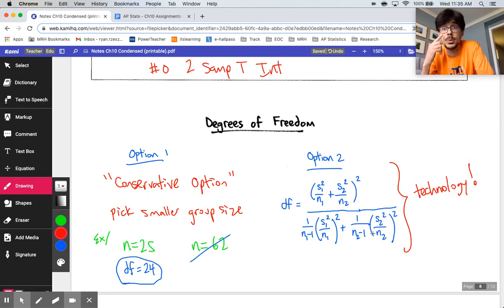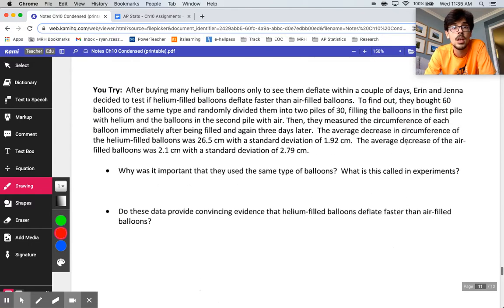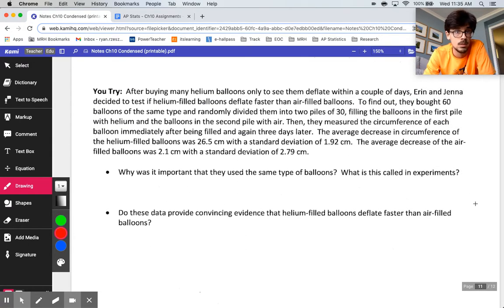Whereas if you were forced to do it by hand, you probably wouldn't use the formula. You would just default to the smaller of your two group sizes. But we're going to use technology whenever possible. And then our problem for this video is going to be as follows.